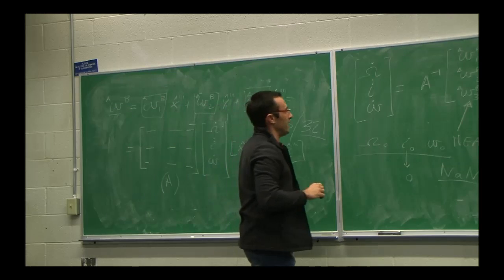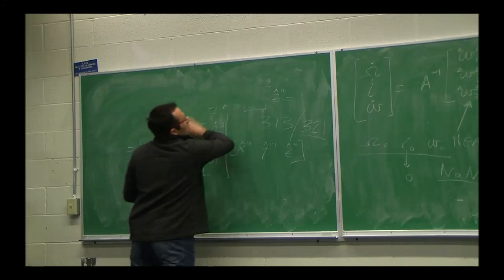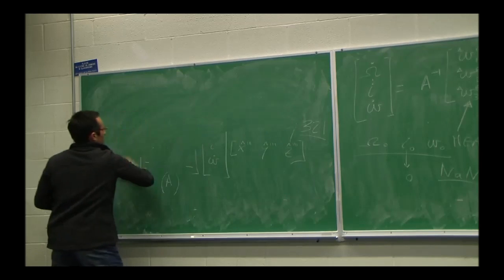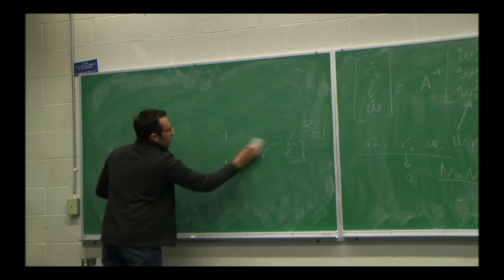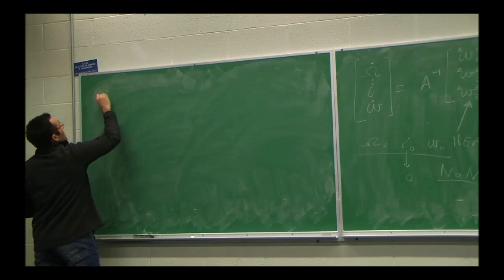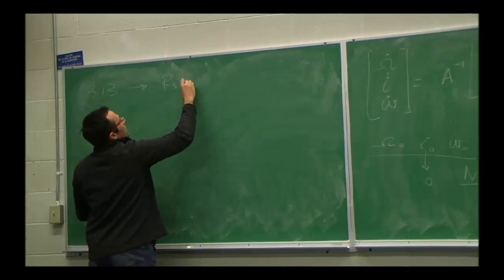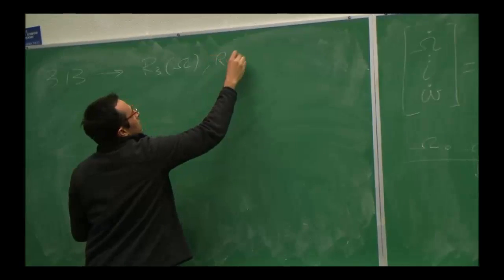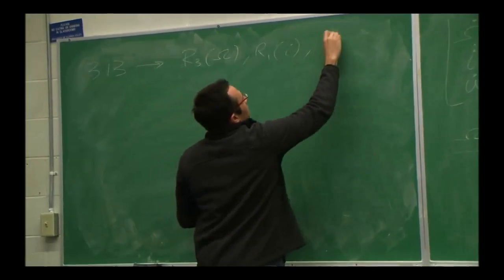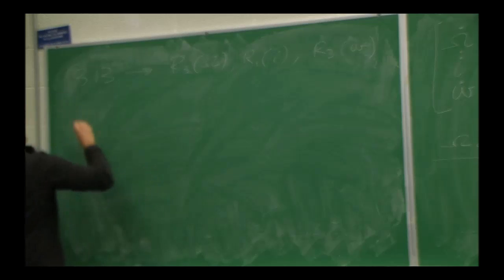Since in this case, what did we see? We ended up having just 2 types of matrices, right? What I called a type R3 and a type R1. So for the sequence 3-1-3, you end up writing an R3 of big omega, an R1 of the inclination angle, and an R3 again of little omega. And then you need to know how to combine them.